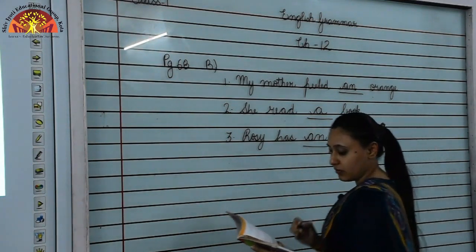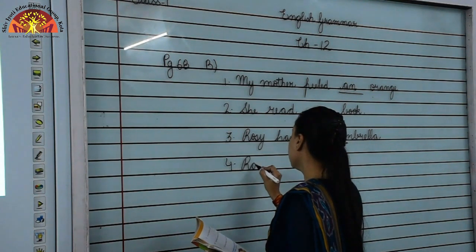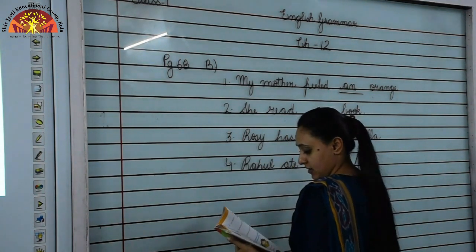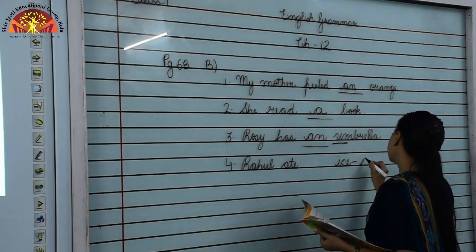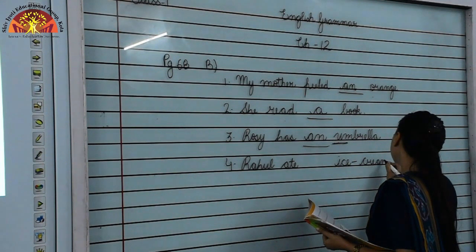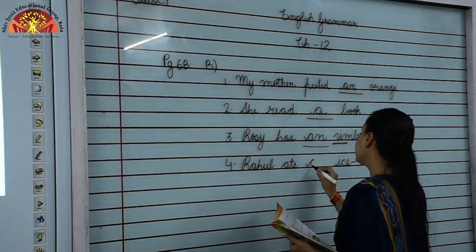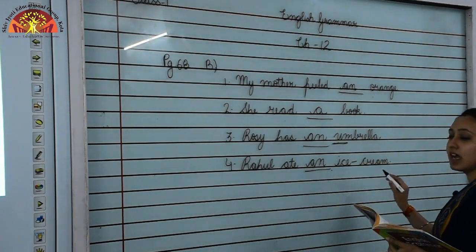Okay. Now, number 4, Rahul ate dash ice cream. So, is ice cream a consonant sound word or a vowel sound word? It is a vowel sound word. So, we will add n before ice cream. Okay. Rahul ate an ice cream.